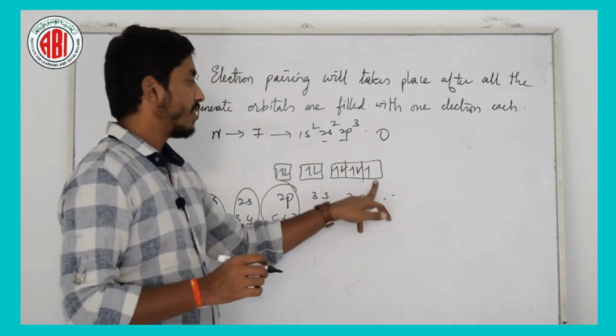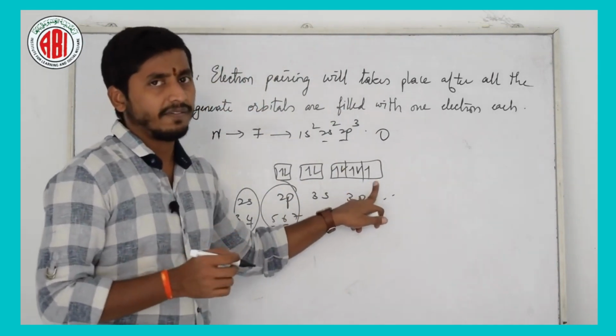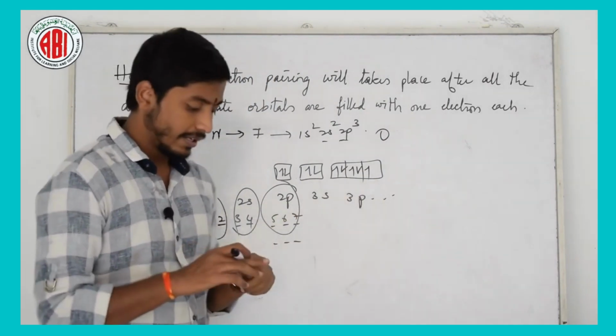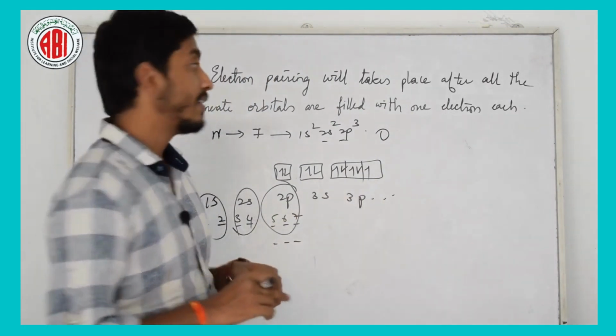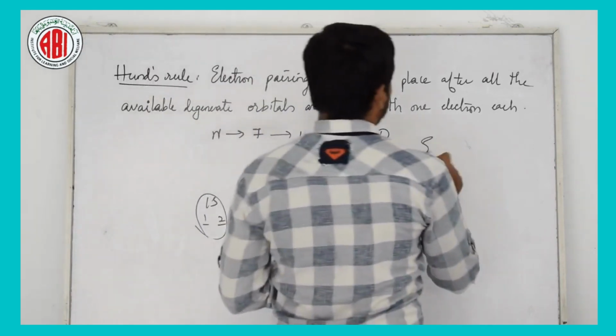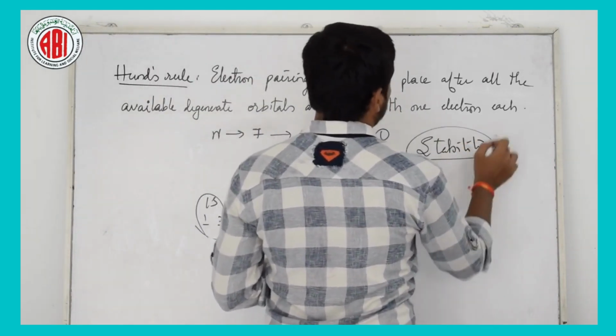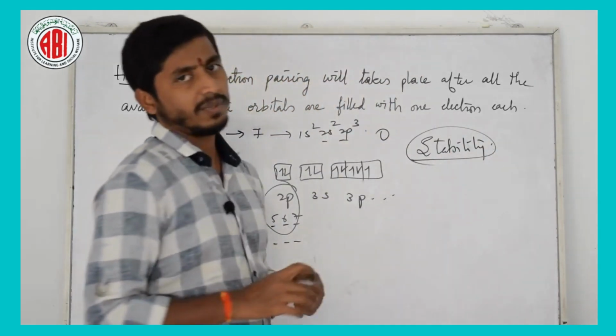Right? What about this? Is it fully filled or half filled? Why is it needed? Because the thing it requires is stability. Here the main constraint comes. What is stability? When is an atom said to be stable?